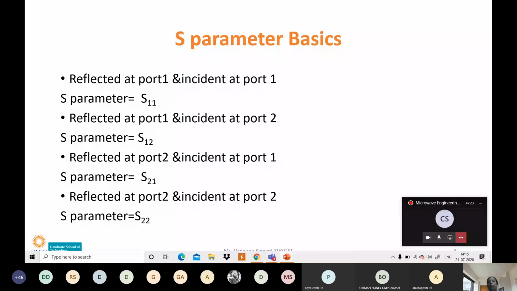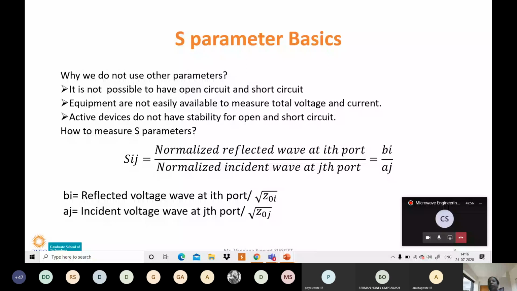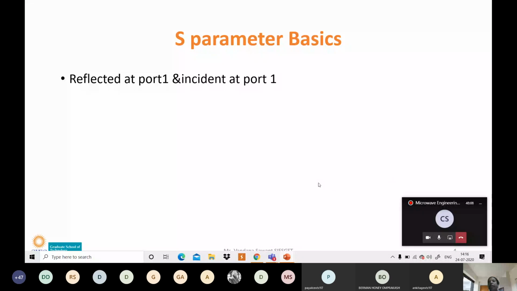Now, once you have written this S11, S12, S21 or S22, the next job is to measure it. Now you can see that to measure this, what do we require? To measure the S parameter, we require B and A, the related B value and A value. So how to calculate this B and A? For that, we will take an example of a two-port network. From now onwards, you have to draw this two-port network.